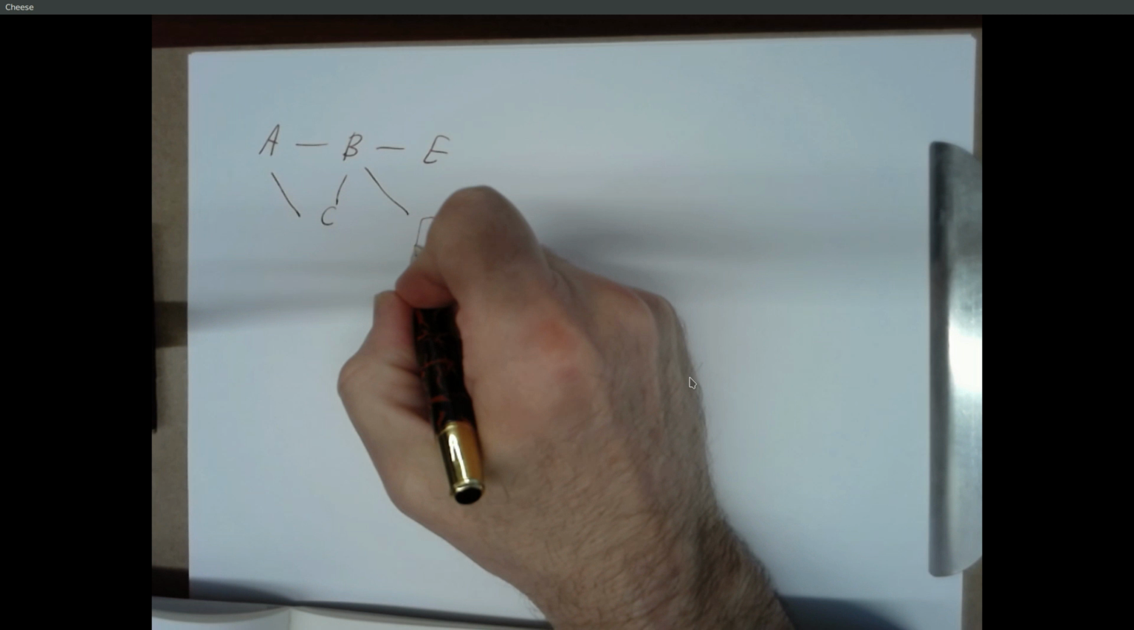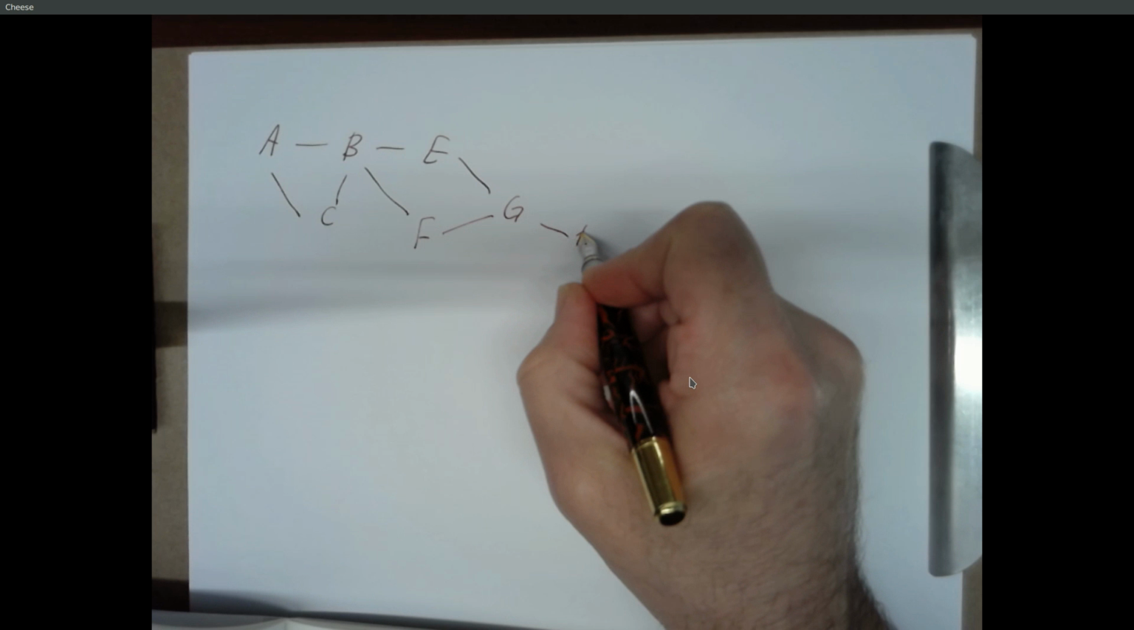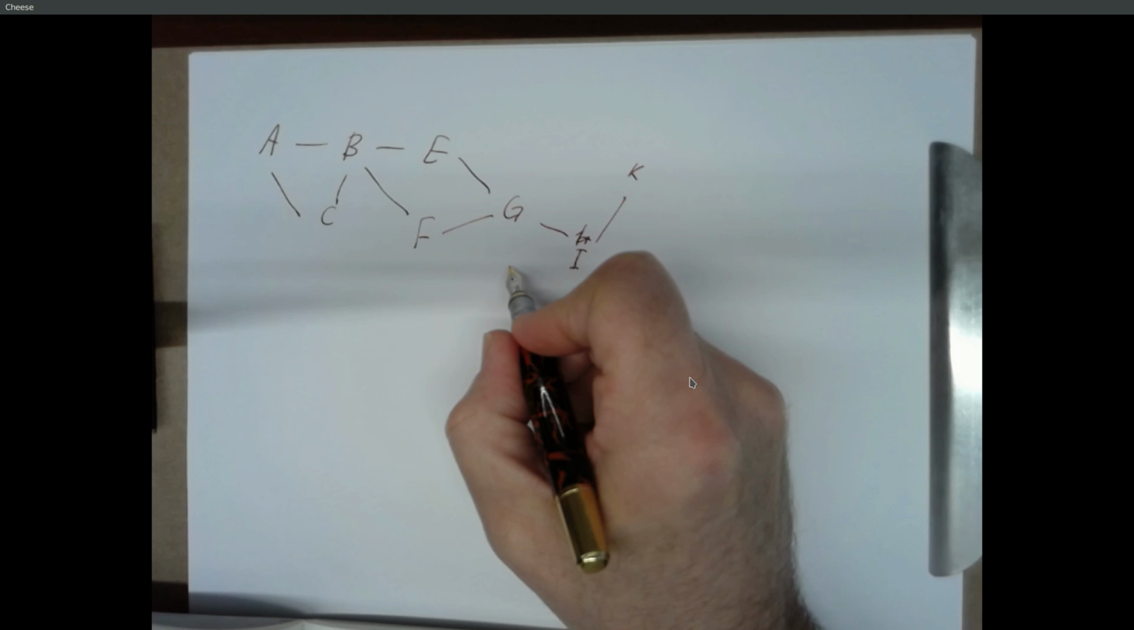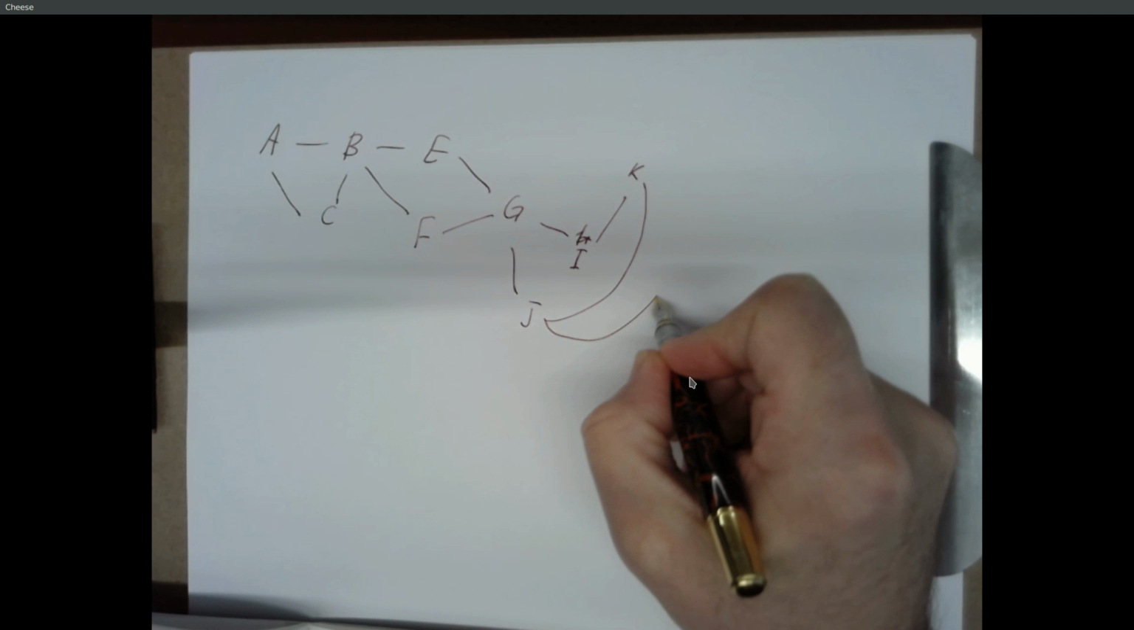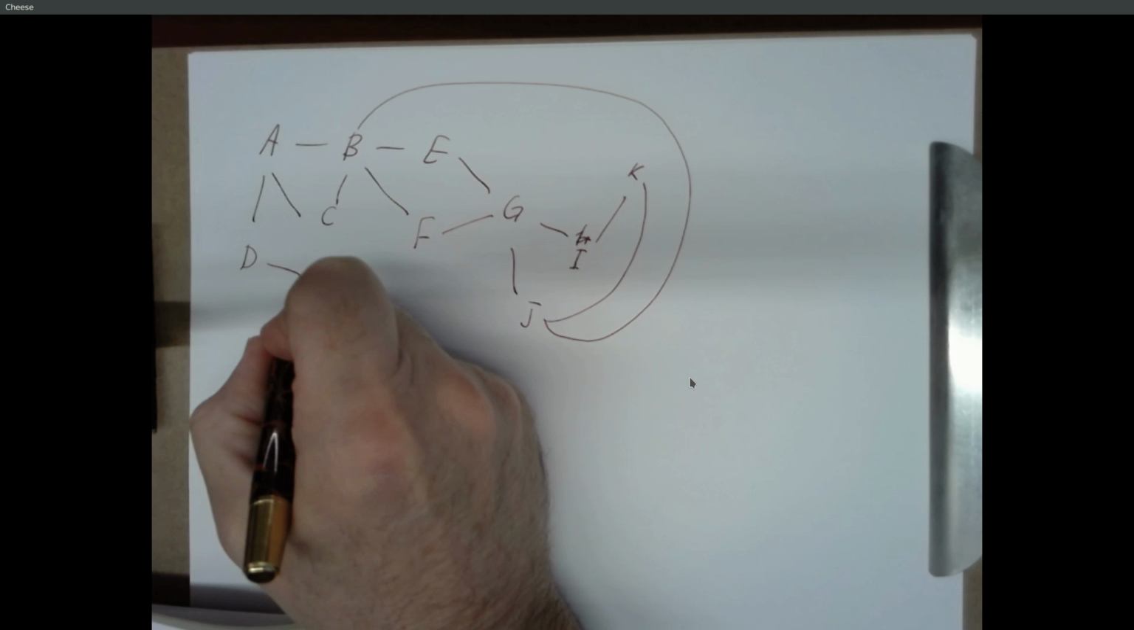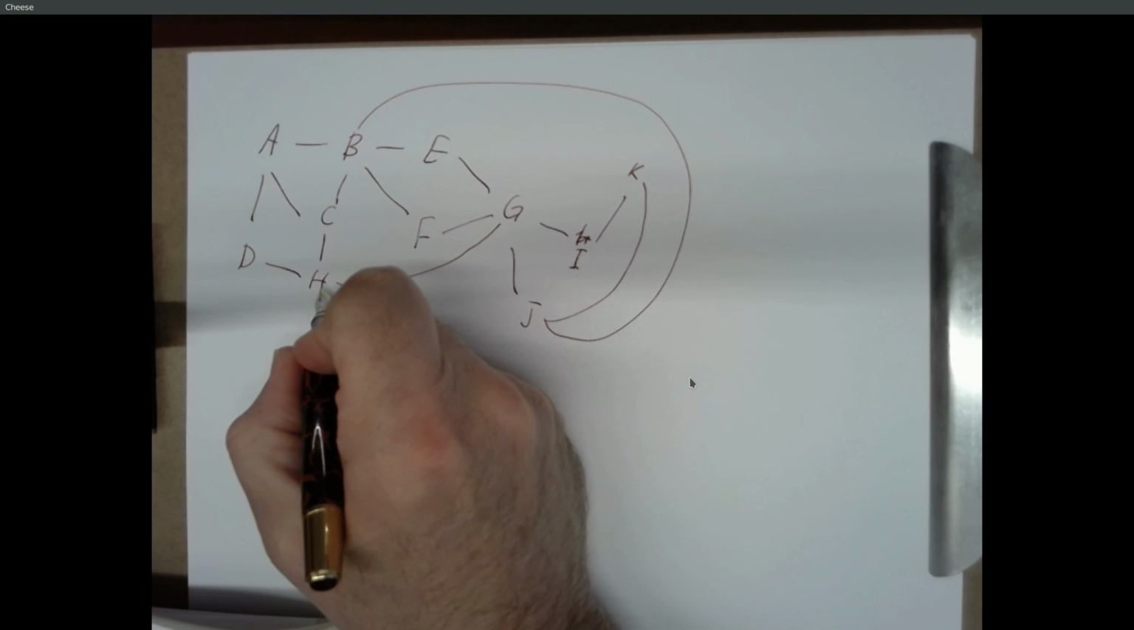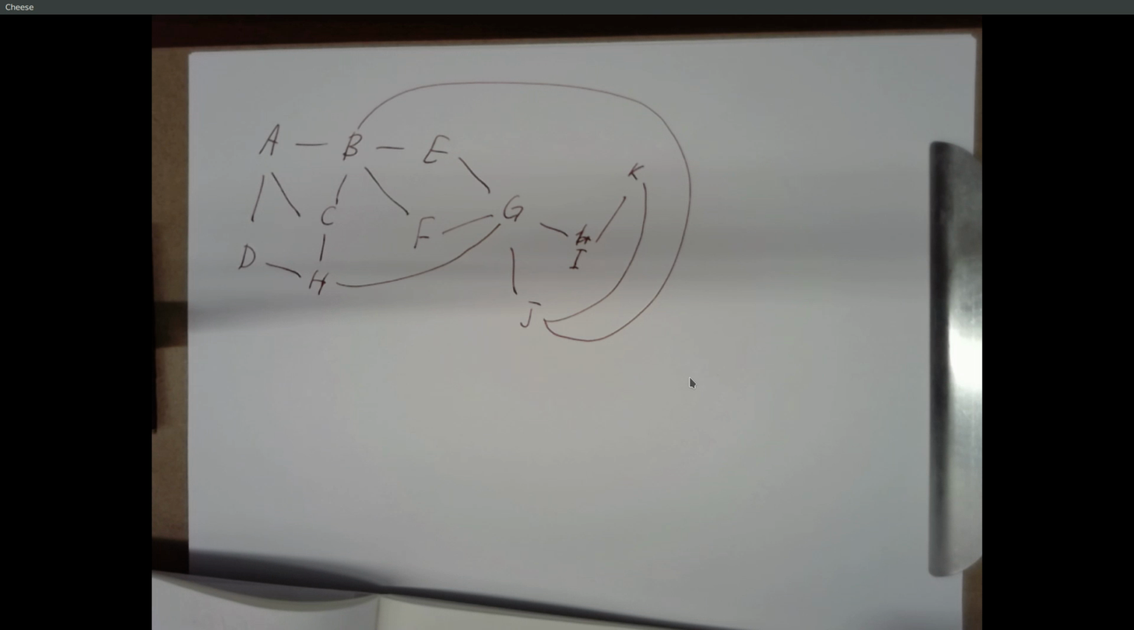So let me just make a fictitious graph here, and let's talk about how we solve the question of what is someone's Bacon number. It doesn't have to be exact, but I made this the other day and it seemed to work well.